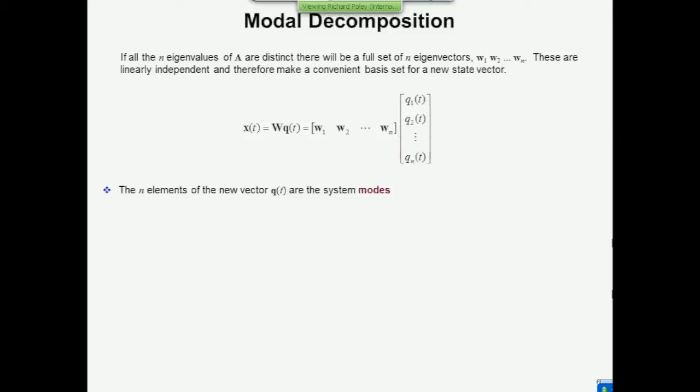And I'm going to change notation for the vector as well because it's such a specific and unique choice of elements called modes. I'm going to give it the symbol q, and the elements will be q1 to qn. These are the modes of the system.